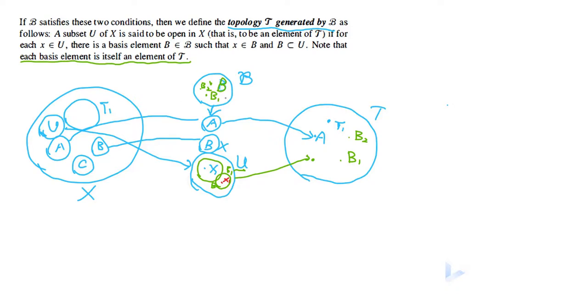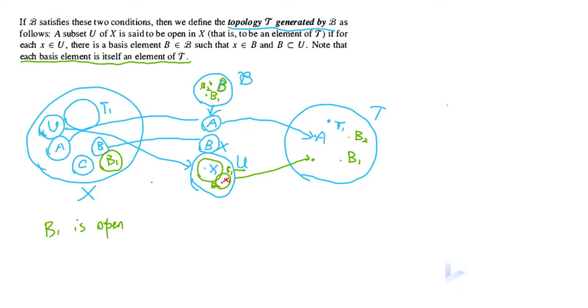But why is this true? Because for any basis element in the basis, according to the definition, it should be a subset of X. So, for example, B1 should be a subset of X. And now we can say, because B1 is a subset of X, and it is also inside the topology T, it means that B1 should be an open set of X. So B1 is open in this topological space X.